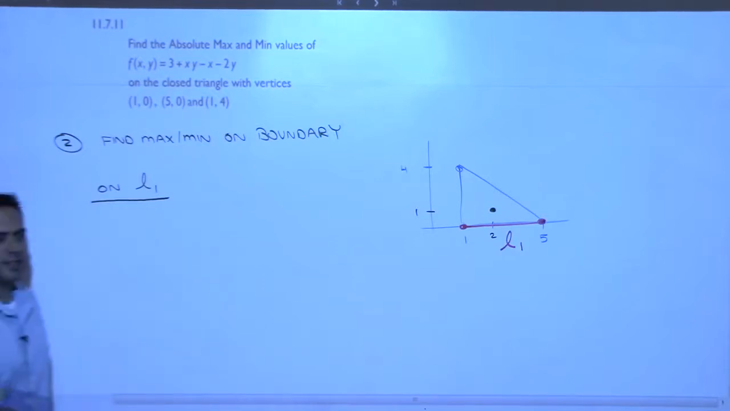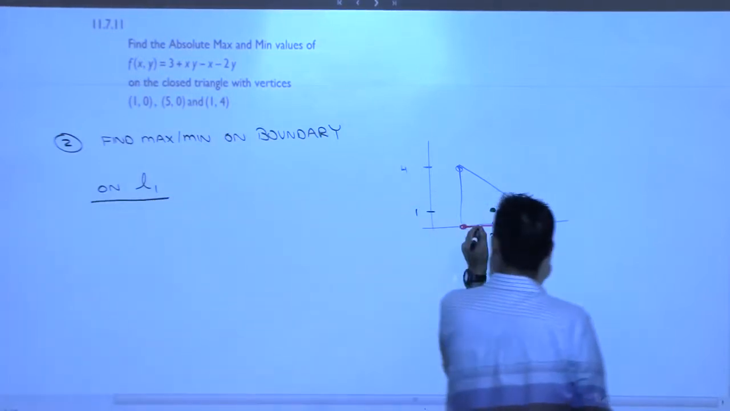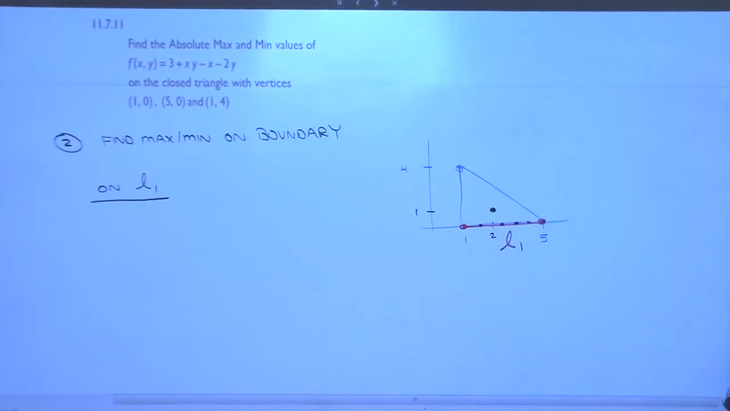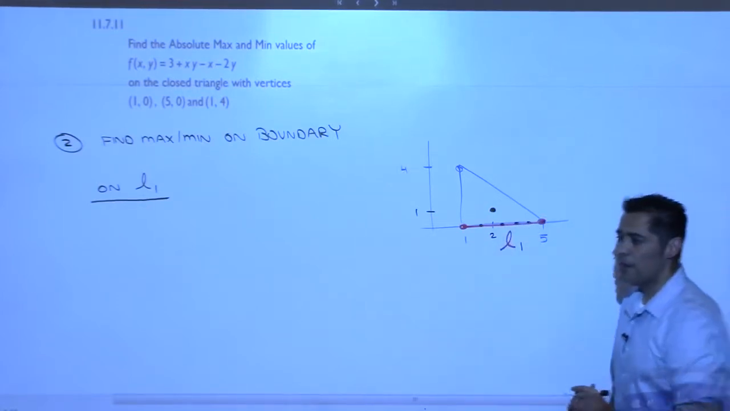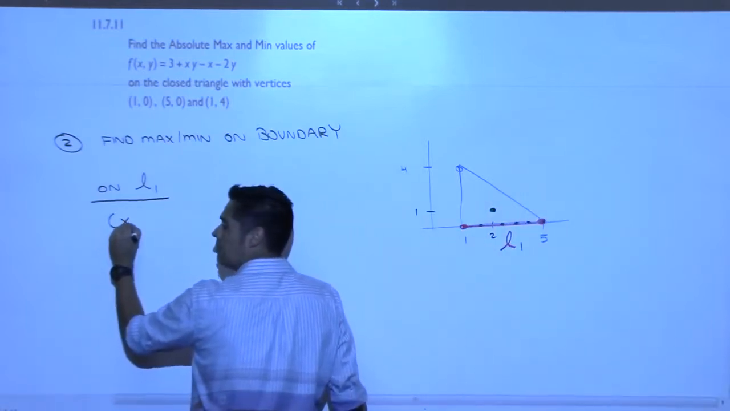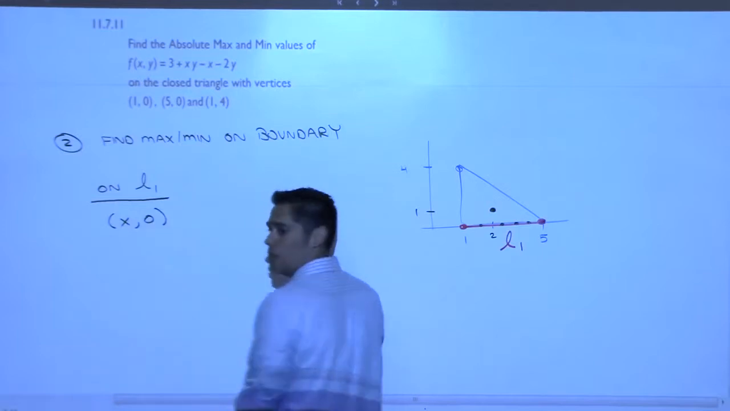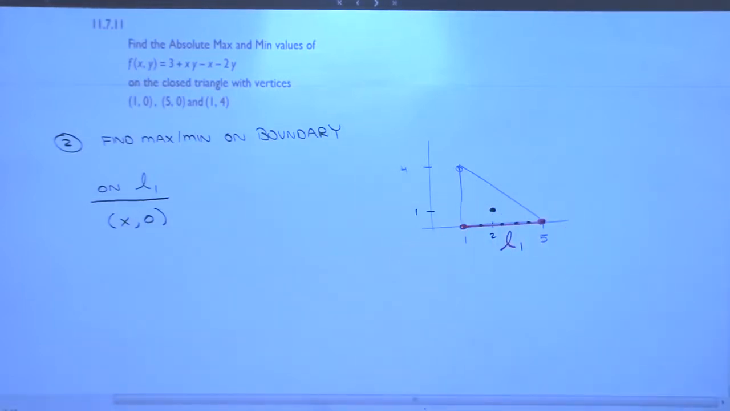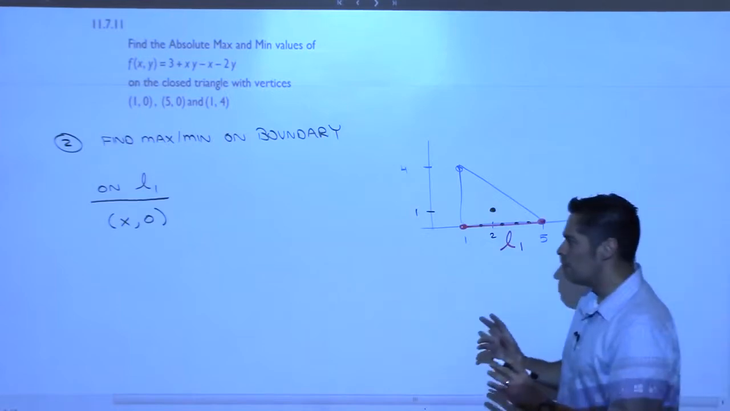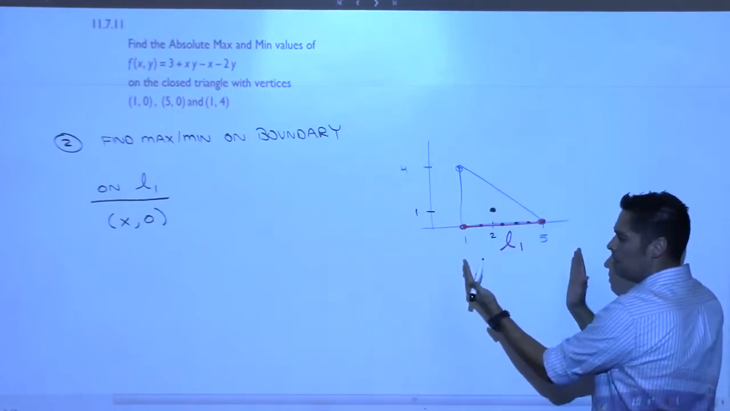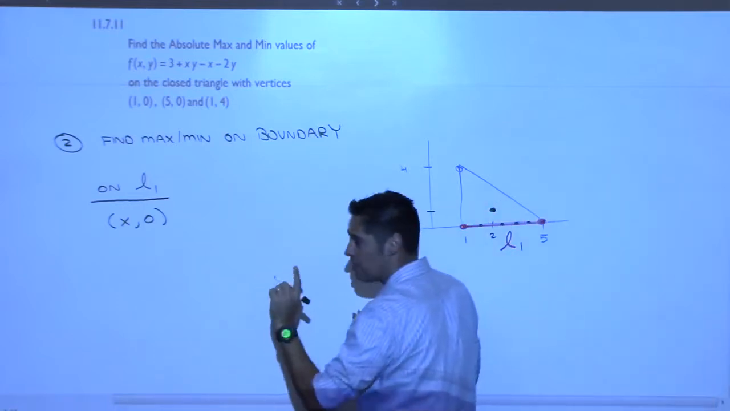Tell me about the points that live on L1. Tell me about all these points. What do they all have in common? Y is 0, right? So they all look like this. It's some x coordinate, and then your y coordinate is 0. Agreed? All points along that line look like that. And there is a slight restriction, though. X can't be anything, right? X has to be between 1 and 5, closed interval.